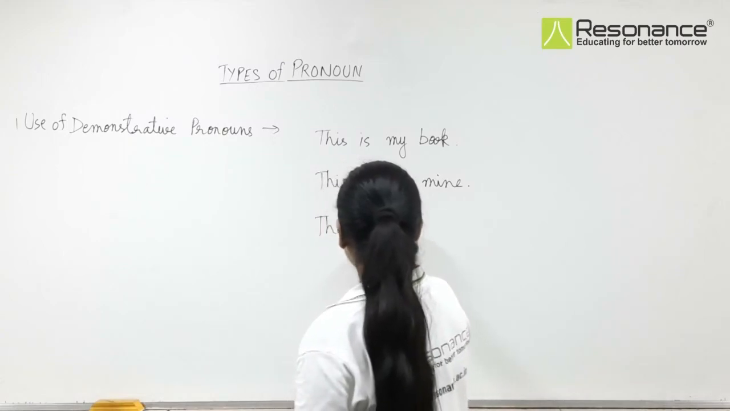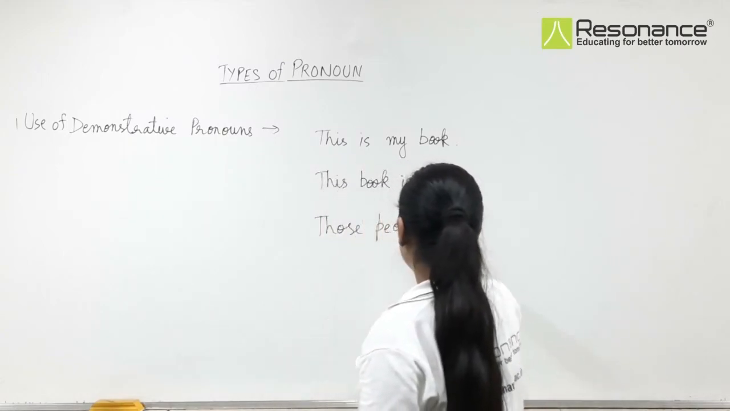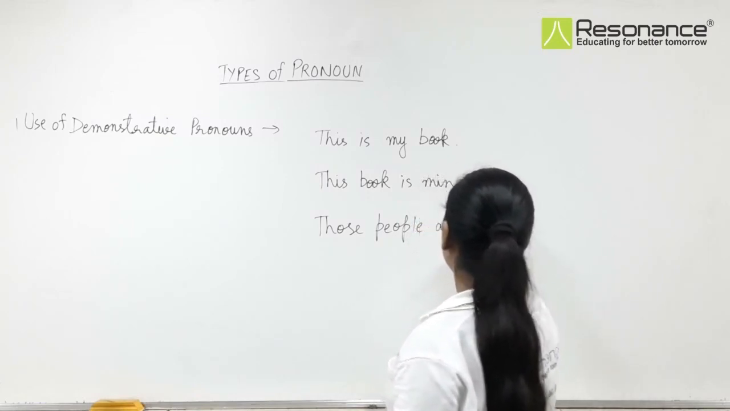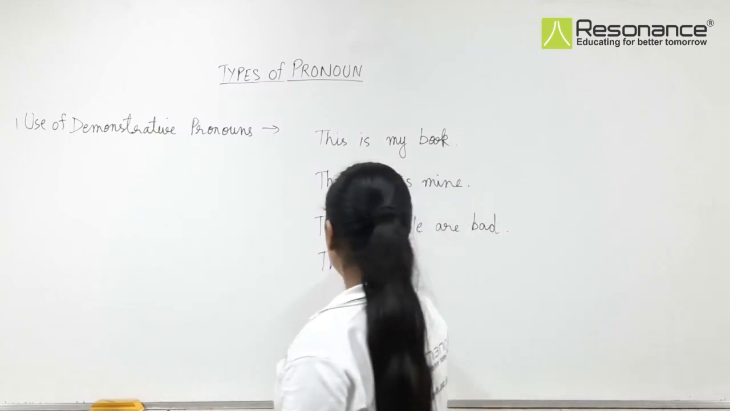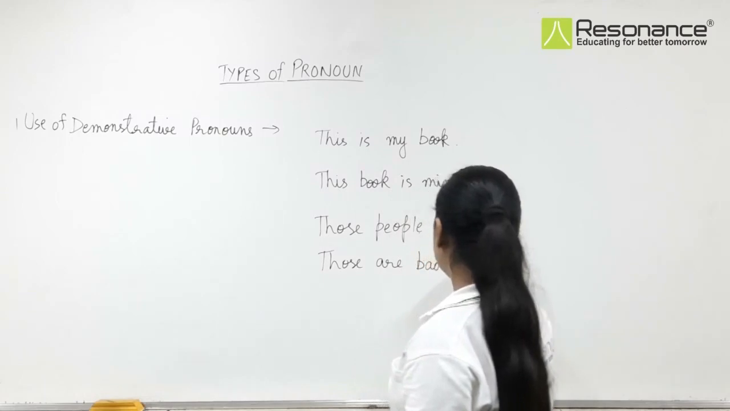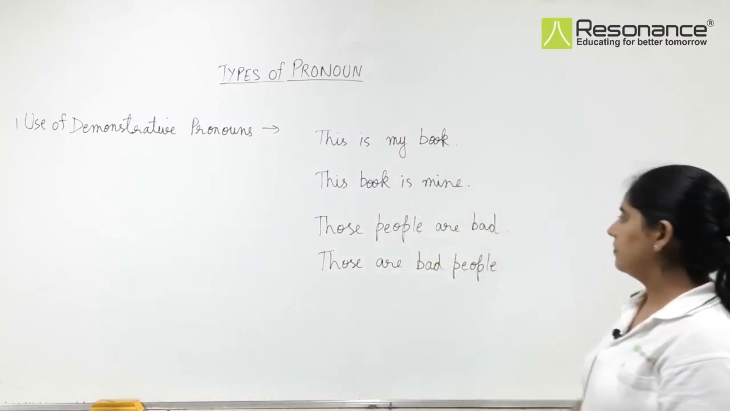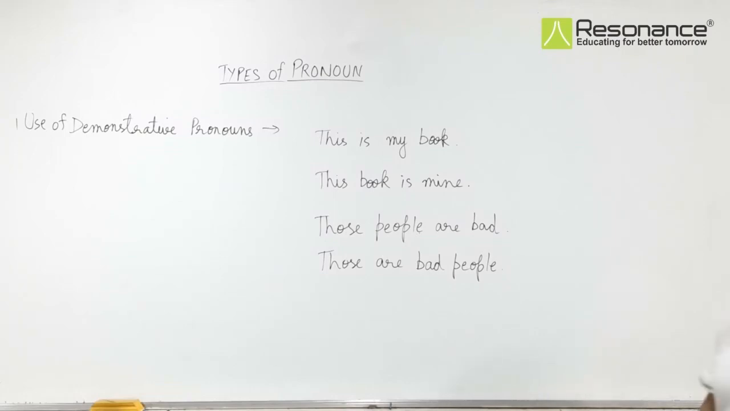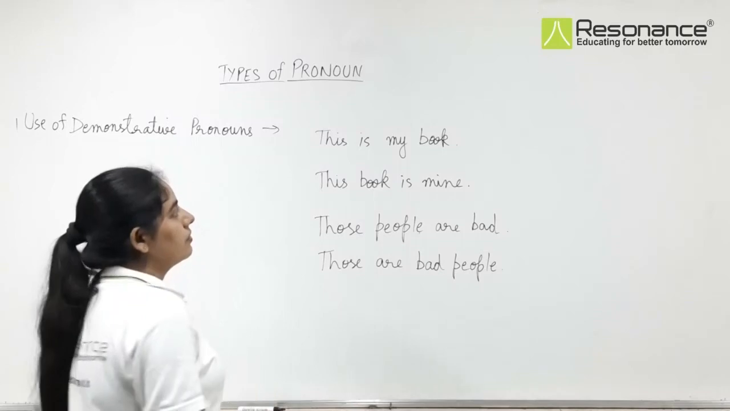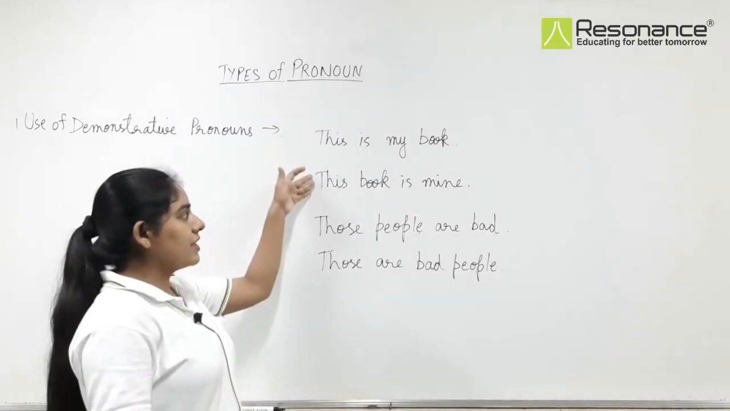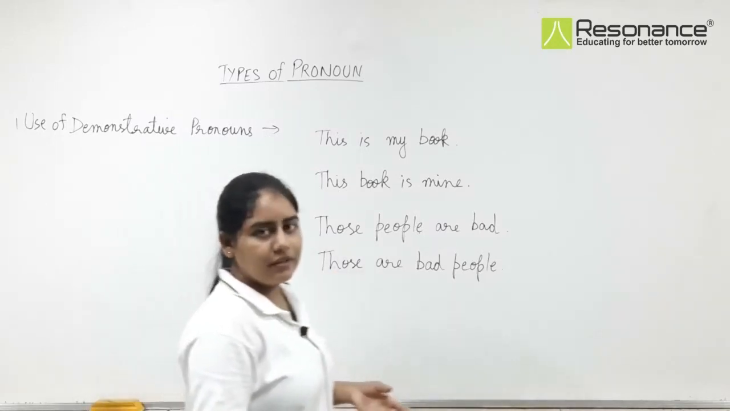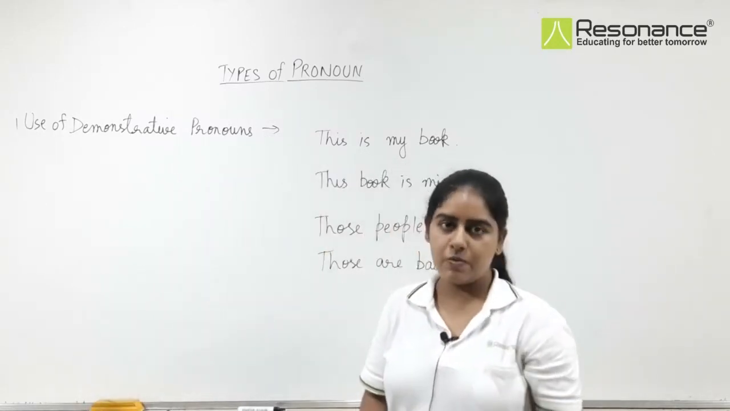Those people are bad. Those are bad people. Okay. Now, I think first two sentences, they are almost similar, right? And the next two sentences, they are also similar, right? Meaning is same in both the cases.